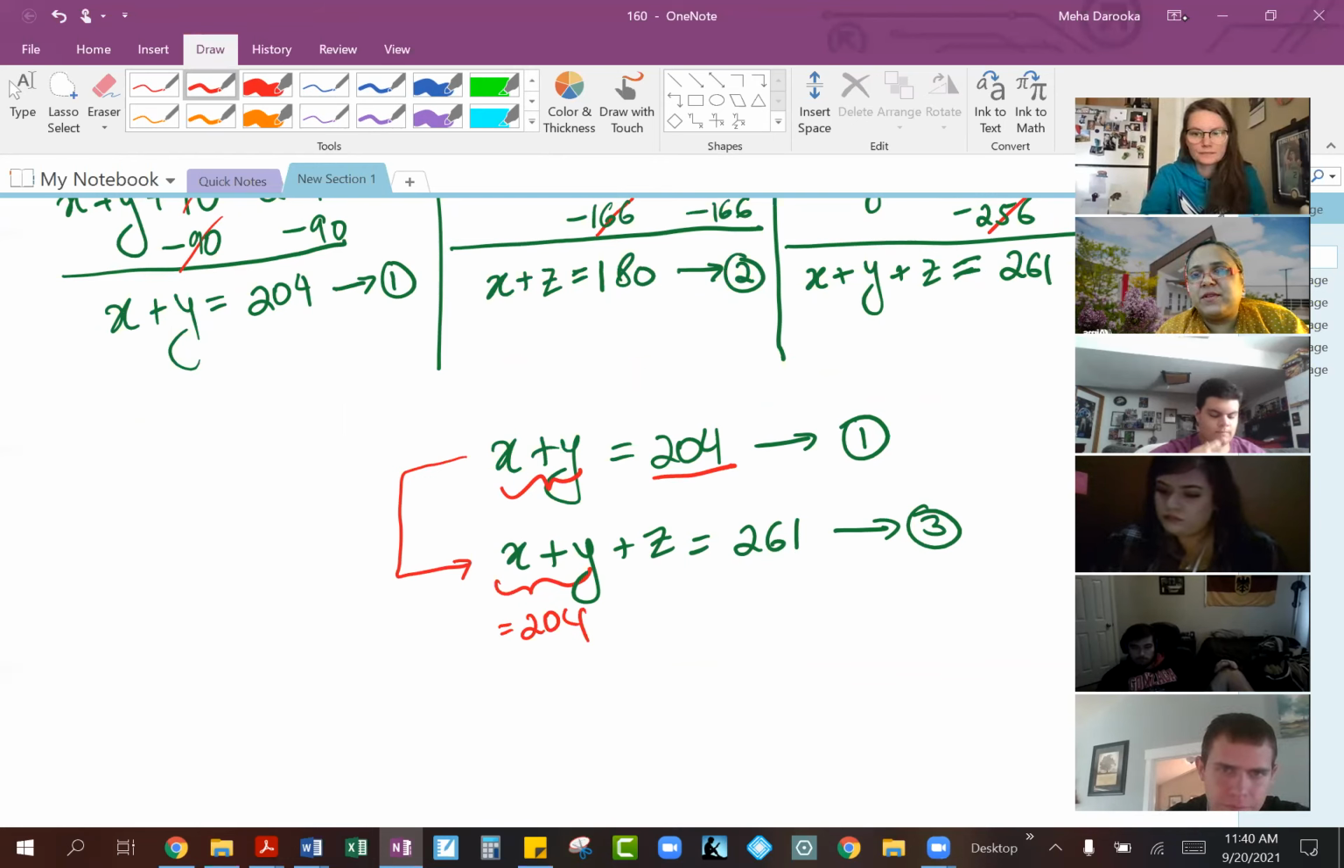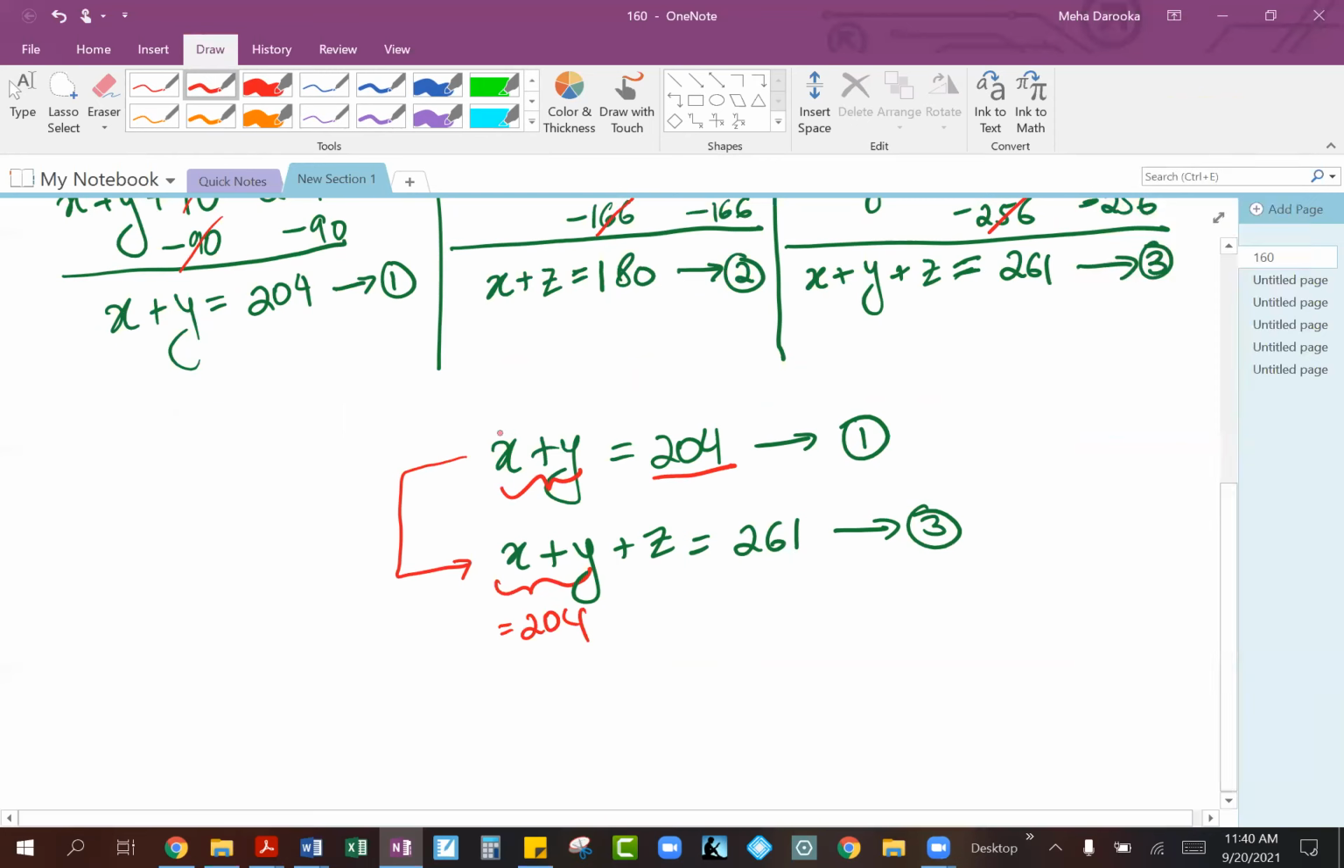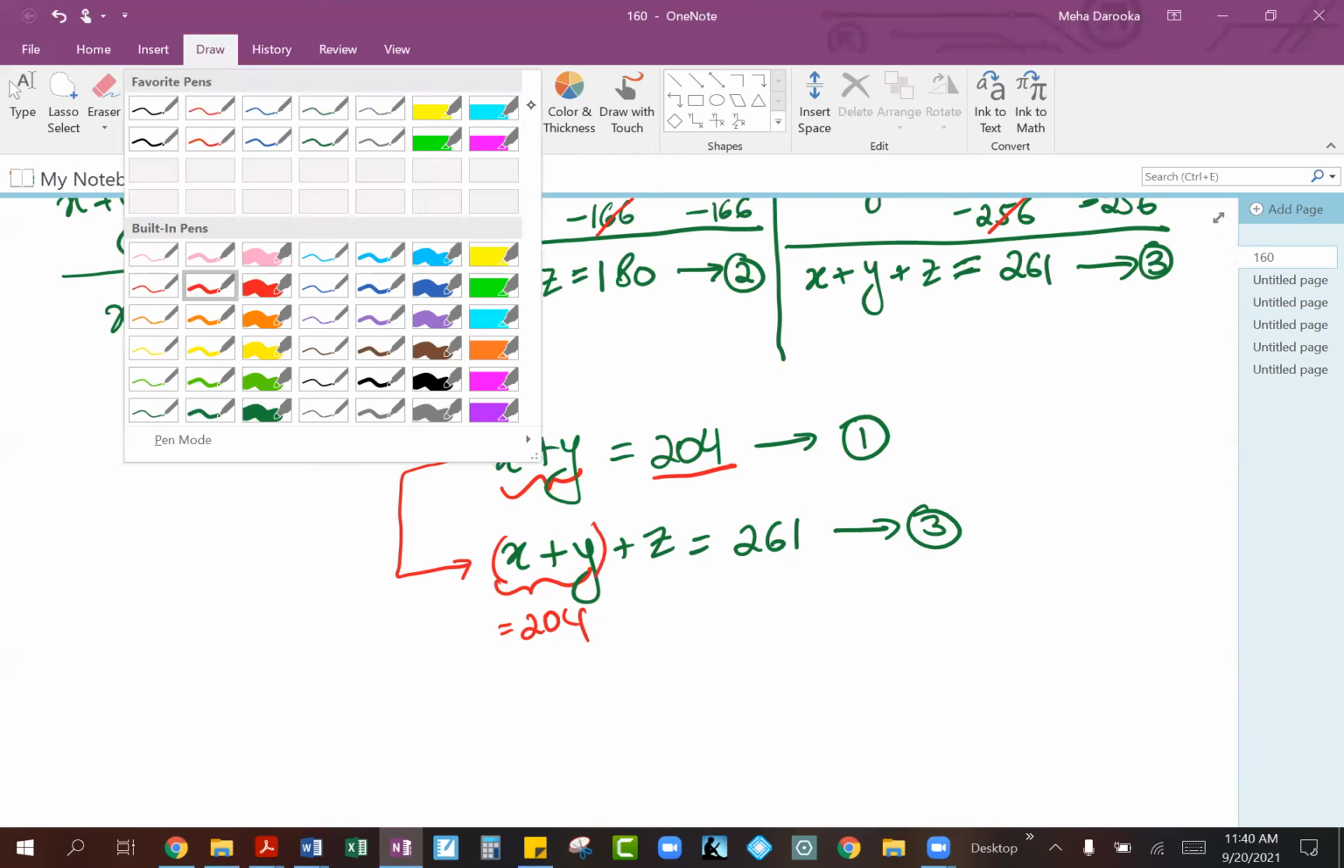Because you'll have to do this in your homework assignment, so I just want to make sure everybody's on track with me. Okay, since they're telling us that x plus y equals 204, we're literally taking x plus y over here, and we're going to replace that with 204.